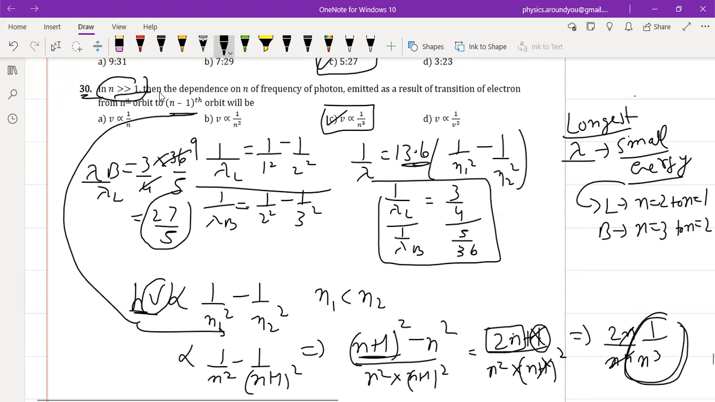For this particular case, if you want to do the working, it will be 1 by n minus 1 the whole square minus 1 by n square. Again, you do the mathematical manipulations, use a square minus b square, and end up with the same 1 by n cube dependence. Physics doesn't change just because you change the order in which you are taking the orbits. N to n plus 1 will give you the same answer as n minus 1 to n.